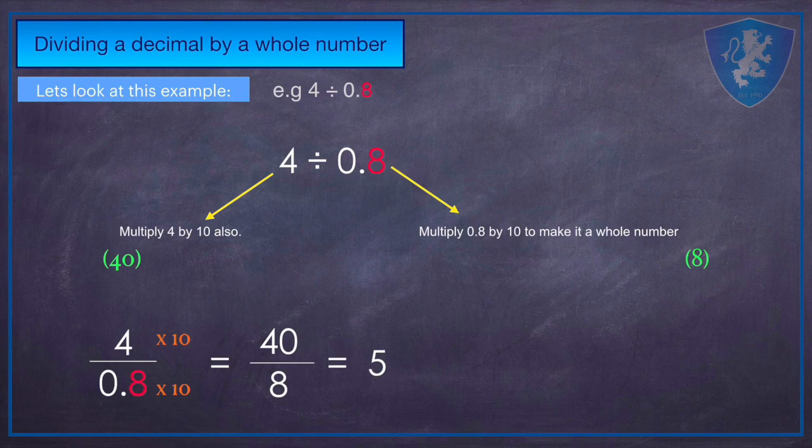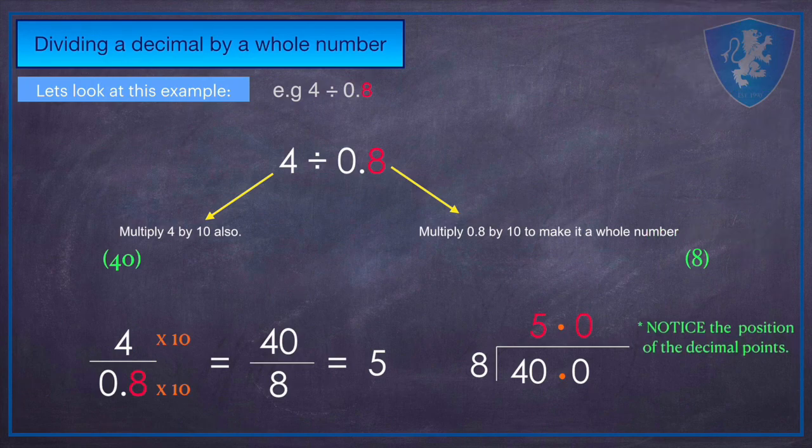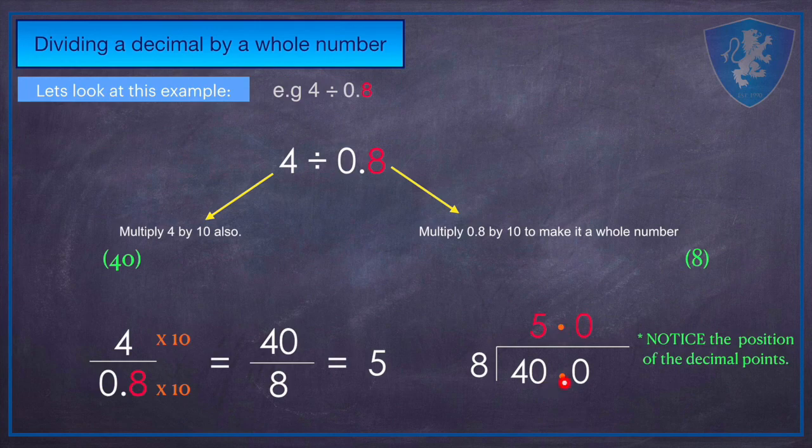Now let's show you the last step where it says put the point over the point, and this is what it means. And as you can see, 8 goes 5 times into 40, and this is the point that we're talking about. Notice the position of the decimal points. So this decimal point in the dividend and the decimal point in the quotient are aligned properly. Can you see that?